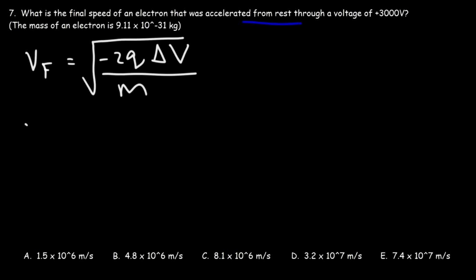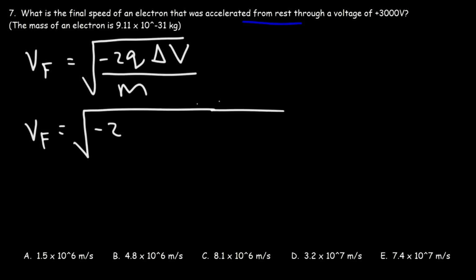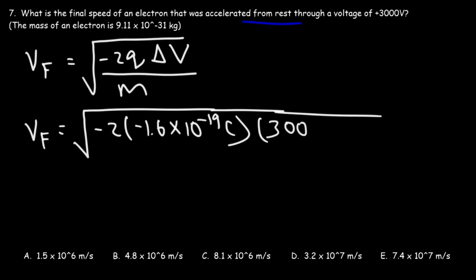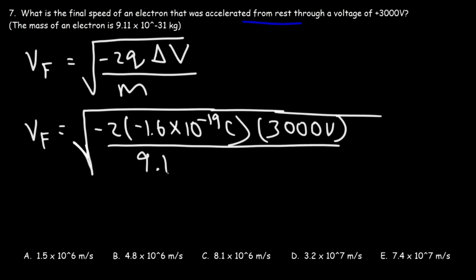Now let's plug in the data into this formula. So the charge of the electron, we know it's negative 1.6 times 10 to the negative 19 coulombs. The voltage is positive 3,000 volts. The mass of the electron, keep in mind that's still inside the square root. The mass is 9.11 times 10 to the negative 31 kilograms. So go ahead and type it in exactly the way you see it.